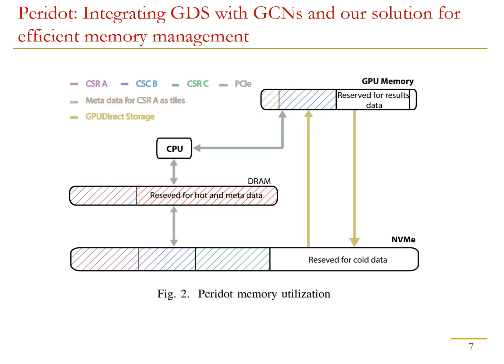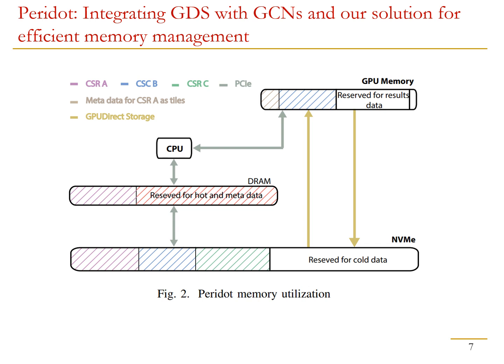Peridot: integrating GDS with GCNs, and our solution for efficient memory management. Figure 2, Peridot memory utilization. Initially, all the GCN data, including the adjacency matrix in CSR format and the weight matrices in CSC format, are stored on NVMe. For out-of-core sparse matrix multiplication executed on the GPU, GPUDirect Storage facilitates the transfer of the CSC-formatted weight matrix B to the GPU.